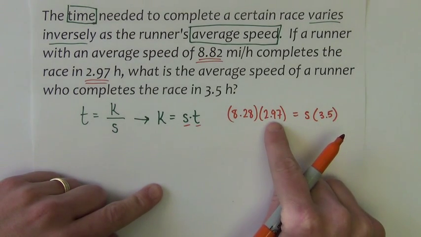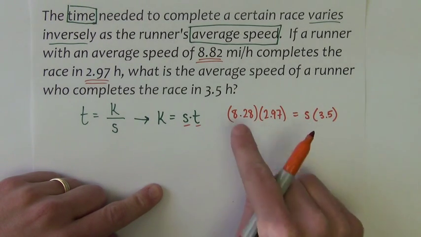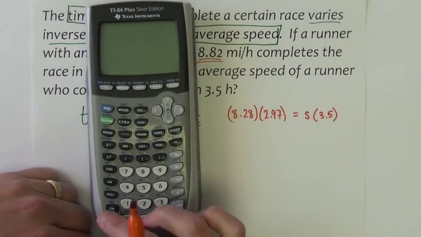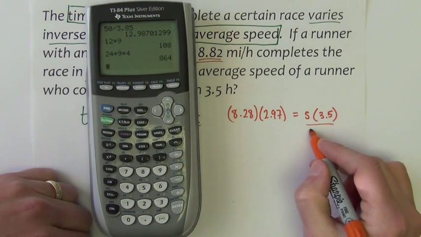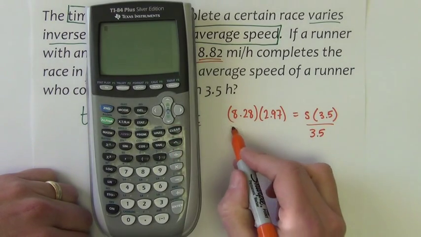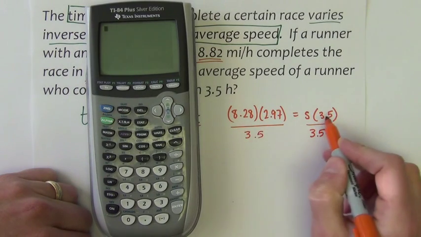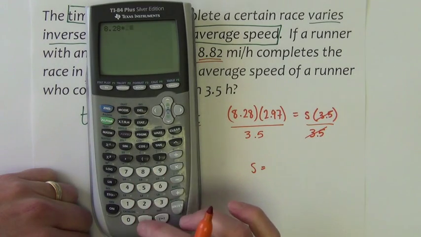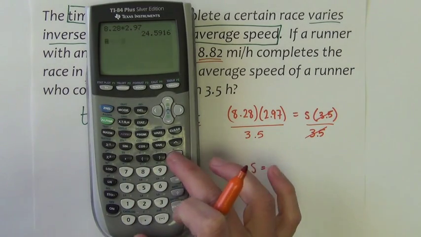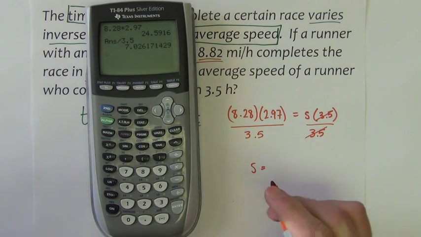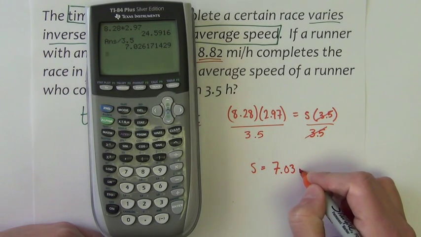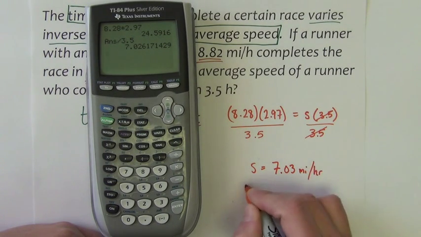Okay, so notice time went up, speed should go down. Let's do this, and I think we'll use the calculator for this. I'm going to divide both sides by 3.5. So S equals, I want 8.82 times 2.97. I'm going to divide it by 3.5. I'm going to say it's 7.03, and this is speed, so miles per hour.